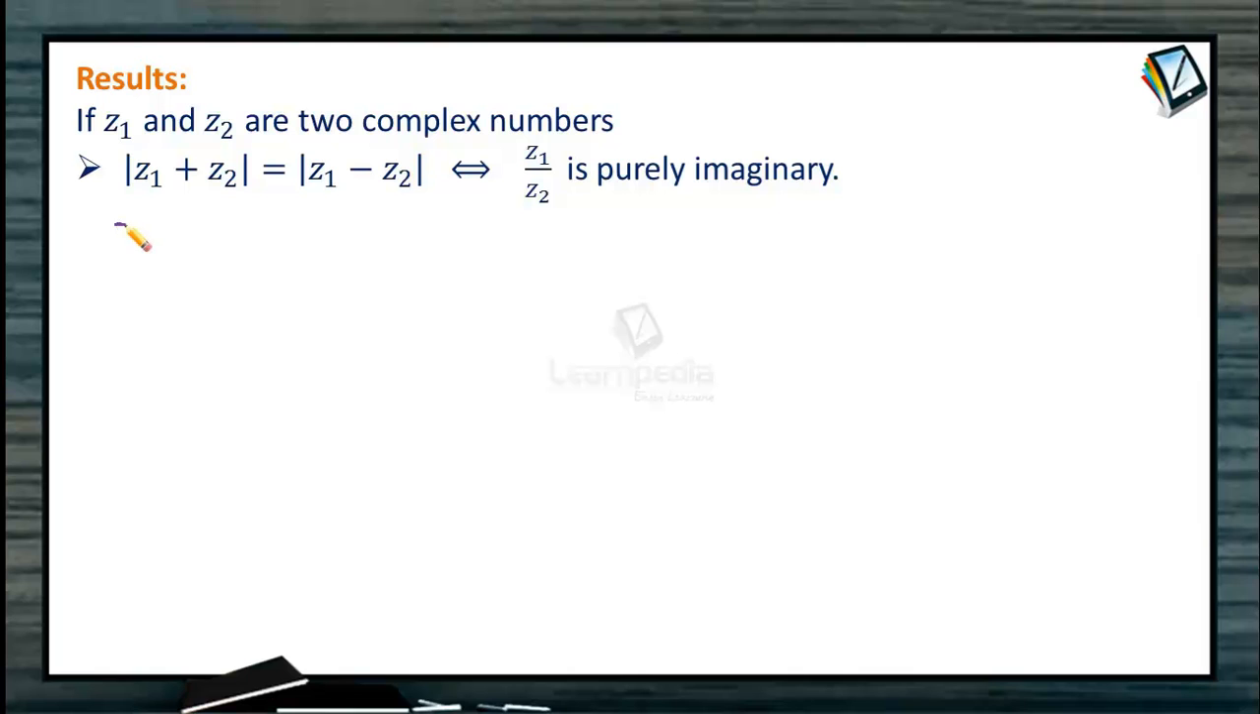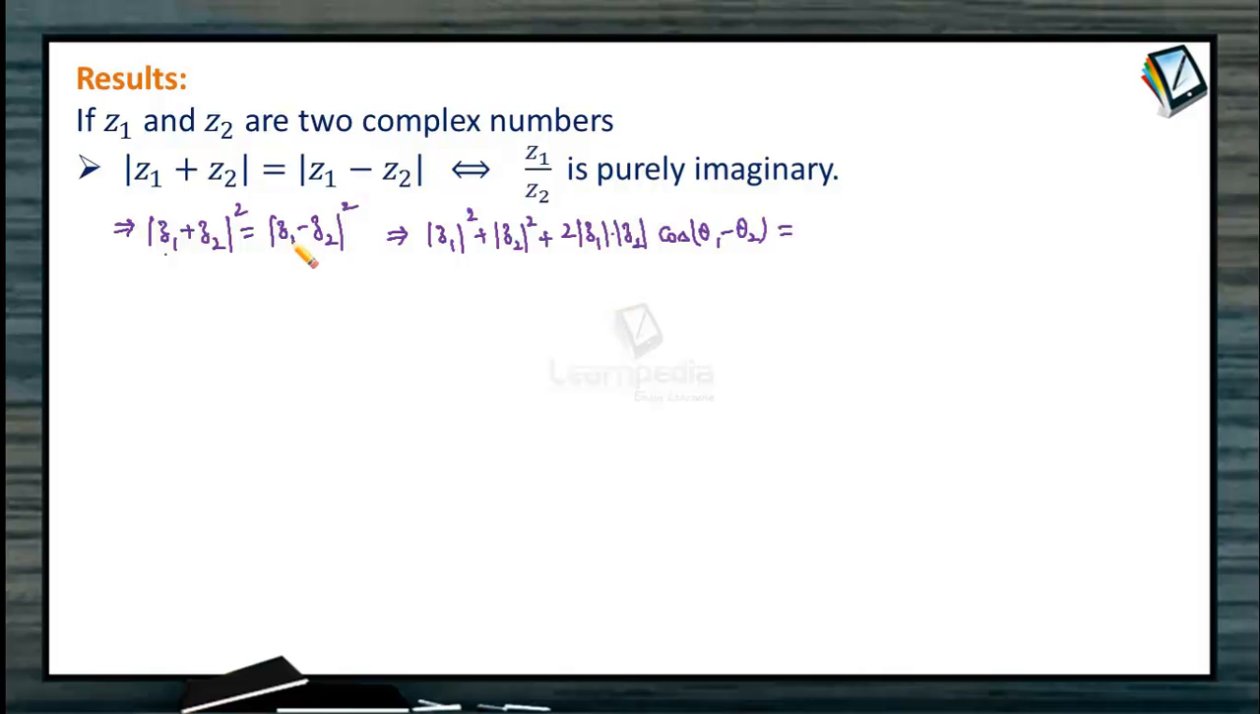Now for this also, let's consider mod of Z1 plus Z2, given condition, is equal to mod of Z1 minus Z2, right? What happens when we square it on both sides? We know the expansion of mod of Z1 plus Z2 whole square, that is mod Z1 square plus mod Z2 square plus 2 times mod Z1 into mod Z2 times cos of theta 1 minus theta 2. This should be now equal to, what is mod of Z1 minus Z2 whole square? Mod Z1 square plus mod Z2 square minus 2 times mod Z1 into mod Z2 times cos of theta 1 minus theta 2.